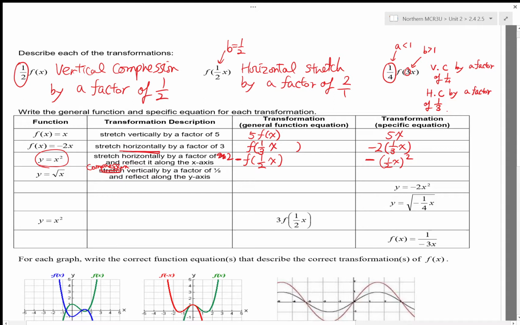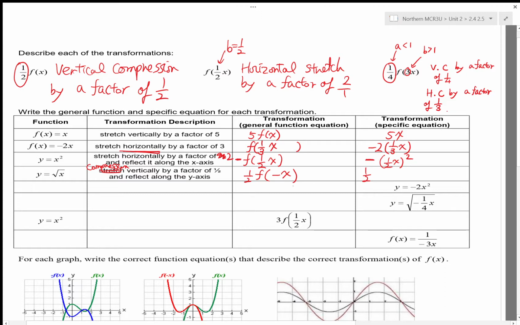So compression vertically by a factor of 1/2 means that the a value is 1/2 outside of the function. And then it says reflect along the y-axis. So y-axis means you are reflecting sideways. So it will be then negative x. Then how do I use this function notation to get the actual one? Then it is basically square root, but we have 1/2 sitting in the front, right?